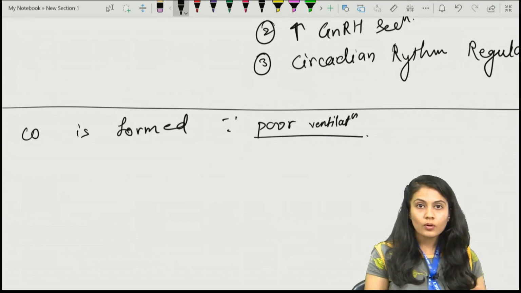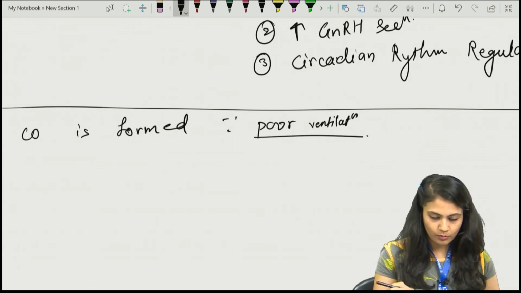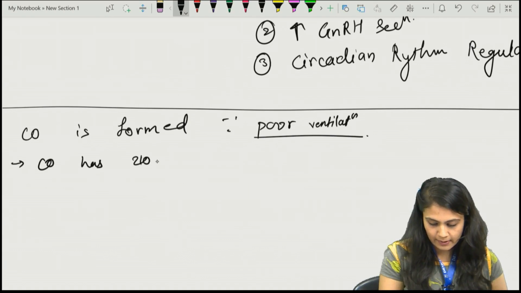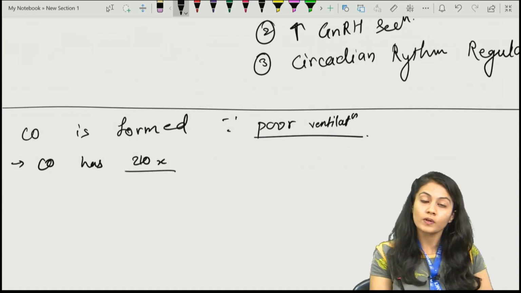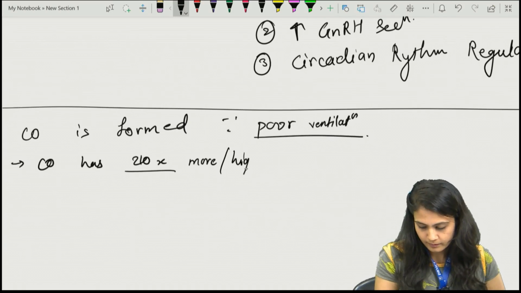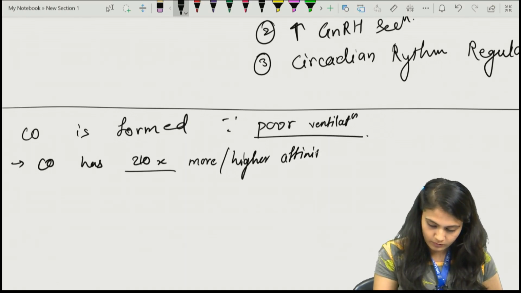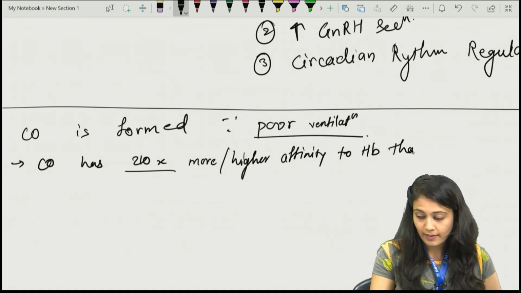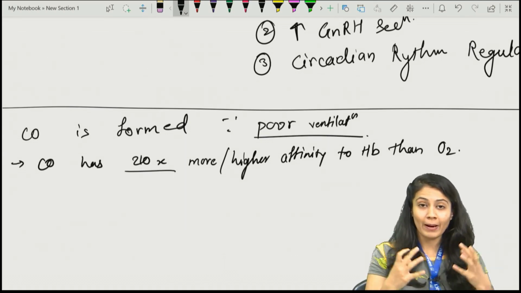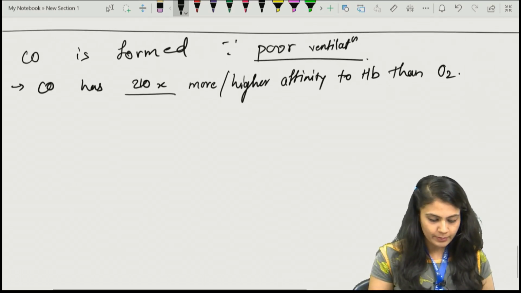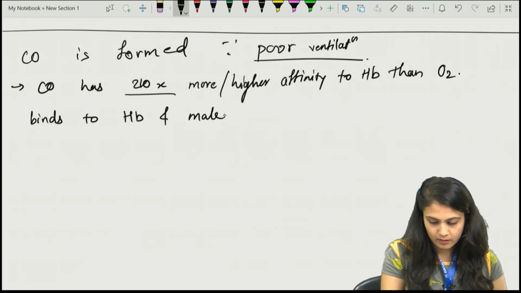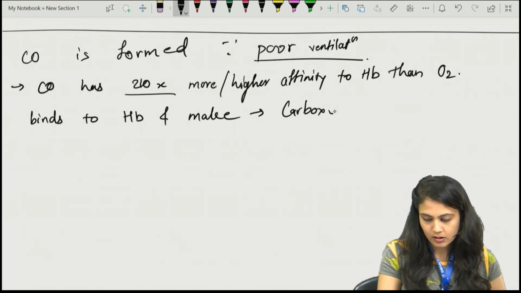So what changes can CO cause in our body? CO has 210 times more affinity towards hemoglobin than the oxygen molecule. So it will form and bind very quickly to the hemoglobin, and make what is known as carboxyhemoglobin.